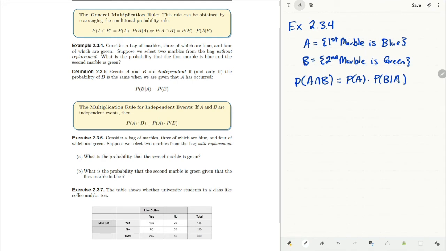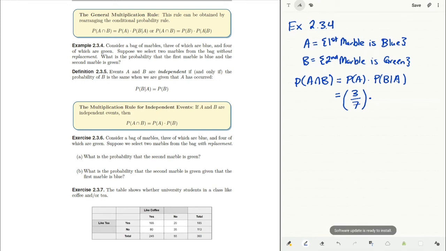So we're looking for the probability of A. So what is the probability that the first marble is a blue marble? Well, there are 3 blue marbles out of a total of 7 marbles in the bag, and so the probability that the first marble will be blue is going to be 3 out of 7. And now since we're selecting the marbles from the bag without replacement, this means that we're not returning the first blue marble to the bag. And so now there are only 6 marbles remaining in the bag when we go select our second marble.